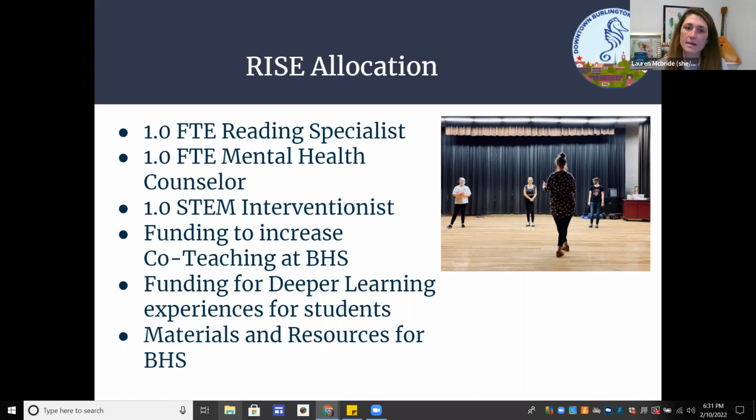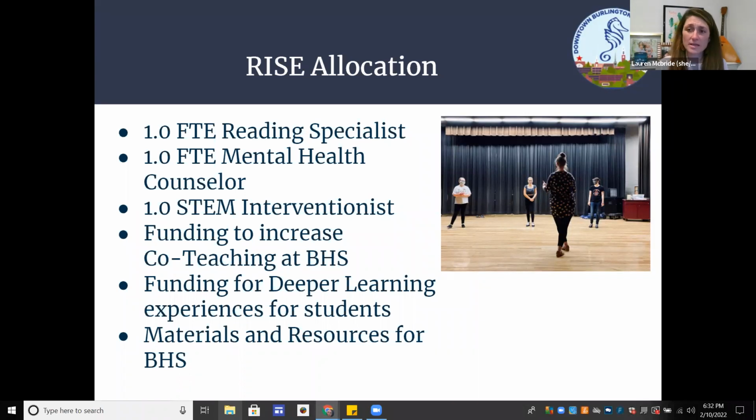We will be adding an additional reading specialist to our interventionists, as well as a STEM interventionist next year. We've been really focusing on how to support students who may be falling behind, may need some extra support in catching up, or in the moment may need some additional support. So we focused a lot on our intervention programs.